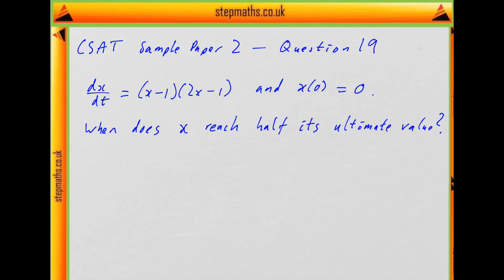This is question 19 from the second CSAT sample paper. We're told that x is a quantity where dx/dt is equal to (x minus 1)(2x minus 1), and that when t is 0, x is 0. We're asked: for what value of t, so after how much time, does x reach half of its ultimate value? So we've got to figure out what ultimate value means and when x reaches half of that. If you want to have a go at this question yourself, pause the video now.